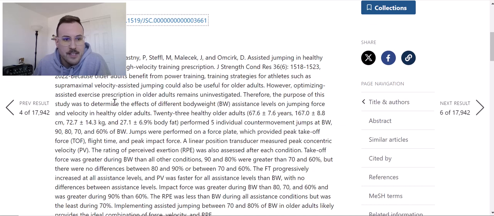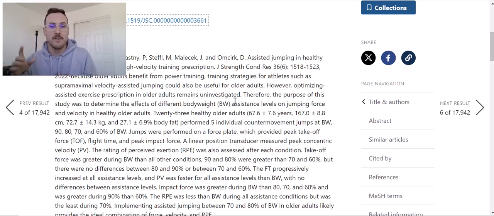Therefore, the purpose of this study was to determine the effects of different body weight assistance levels on jumping force and velocity in healthy adults. So in a word that they're going to say a whole bunch of times, they will abbreviate. So BW, we see, that means body weight. So the purpose of this study was to determine the effects of different body weight and then also assistance levels. So you've got different body weights of individuals, and then the amount of assistance that they received on jumping force and velocity in healthy older adults.